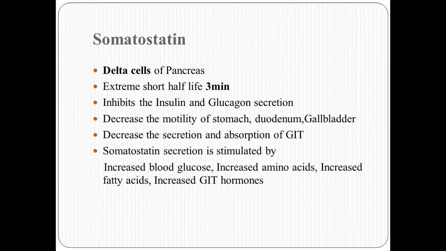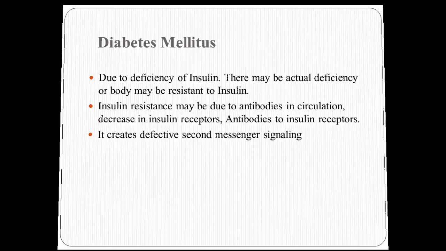It decreases the secretion and absorption of GIT, and somatostatin secretion is majorly stimulated by increased blood glucose, increased amino acids, increased fatty acids, and increased GIT hormones. So this is the activity which has control over both the insulin as well as the glucagon hormone.